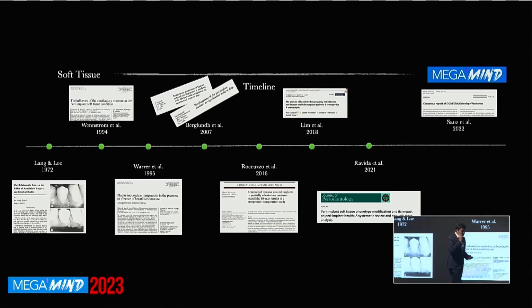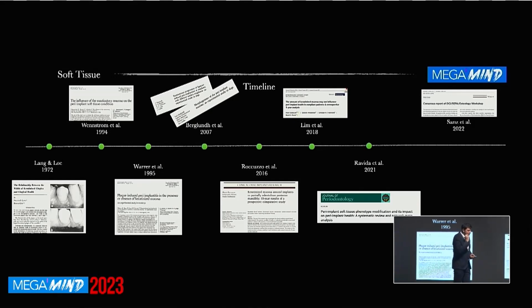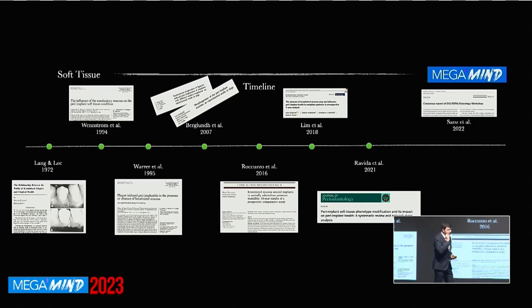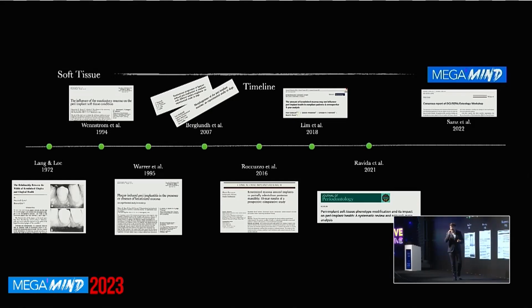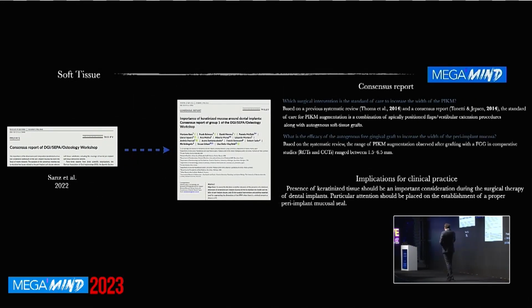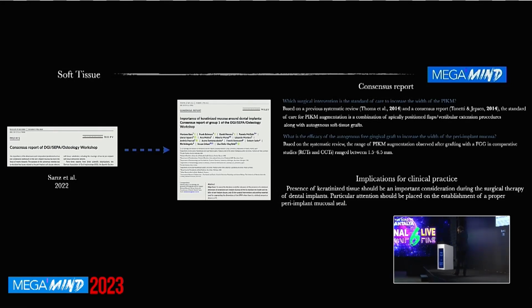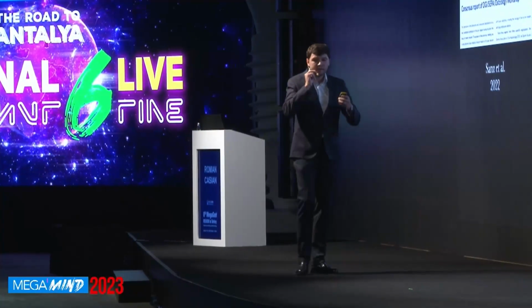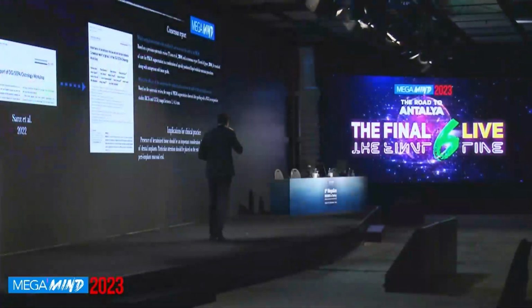And now we have to face another challenge, the soft tissues. And we have a long history of evidence regarding the importance of soft tissue around the dental implants. Now when we want to make a decision, we can follow the latest Osteology consensus report on the importance of keratinized tissue around the dental implants, where it is stated that the standard of care to increase the width of the peri-implant keratinized mucosa is a combination of the apical reposition flap along with the autogenous soft tissue grafts, with an efficacy of up to 6.5 millimeters.